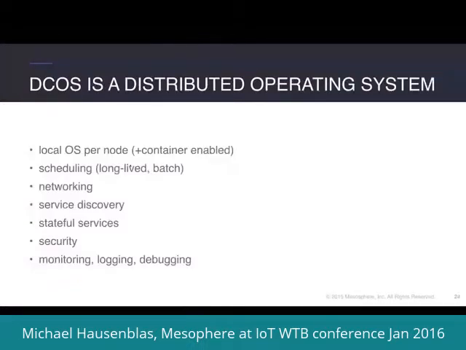So as I said, the DCOS is a distributed operating system. It assumes a cluster of machines that can be bare metal, that can be virtual machines, and it has on each of these machines a so-called local operating system running. That could be CoreOS, something very lightweight and container native, or it could be Red Hat or Ubuntu, whatever.